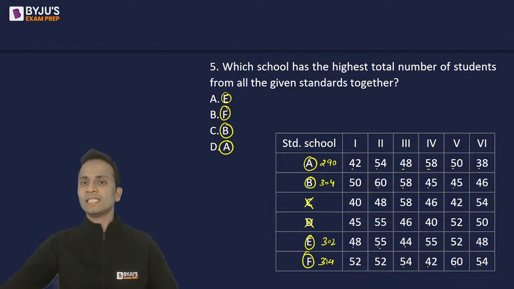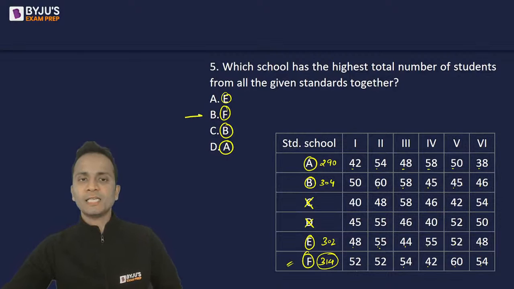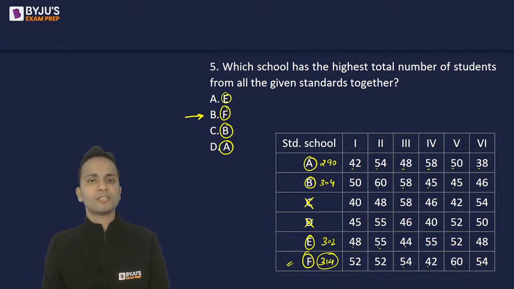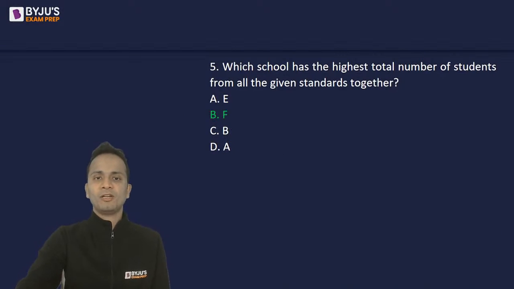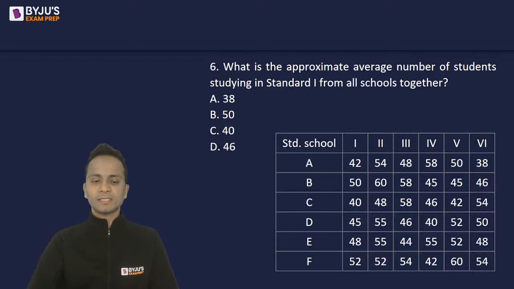Now, which school has the highest total number of students? Out of these four numbers, 314 is the highest for school F. So the correct answer will be school F, that is option B. So option B is the correct answer of this question. Okay, all right. Let's move on and look at the next question, question number 6.